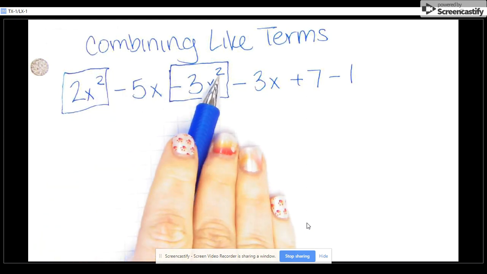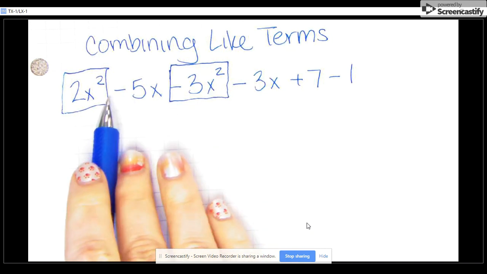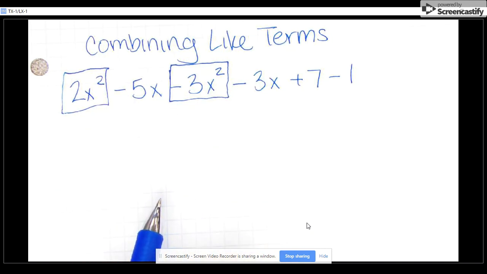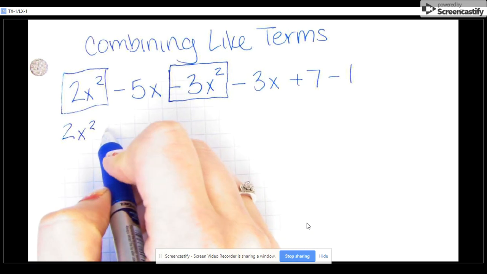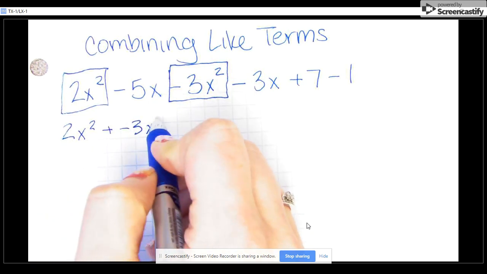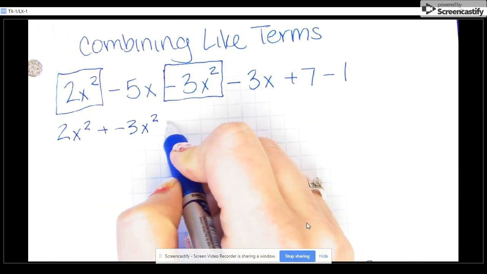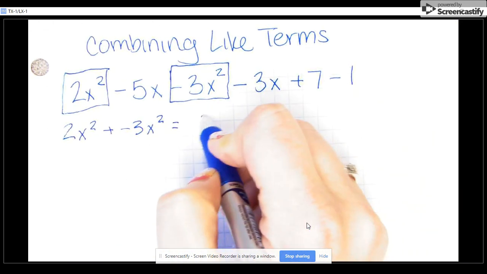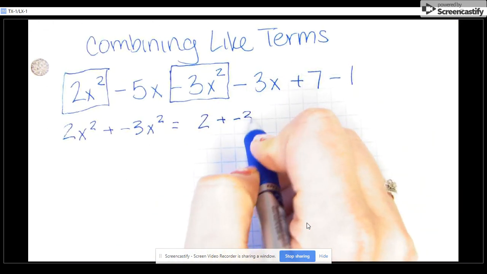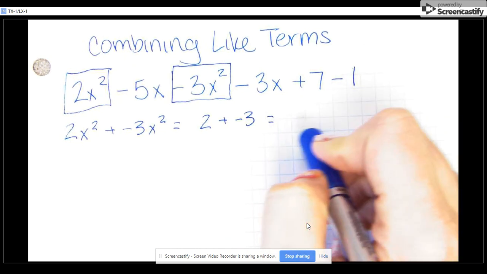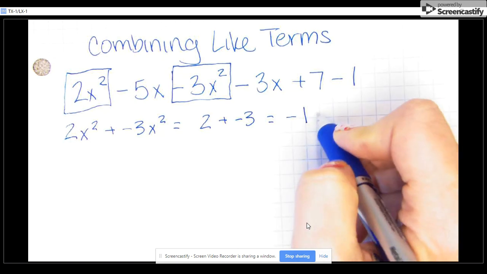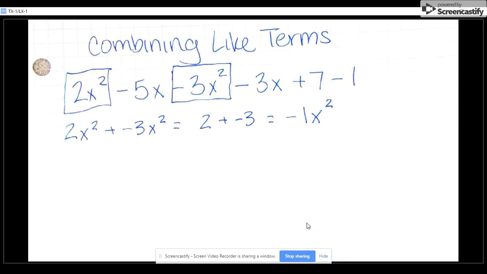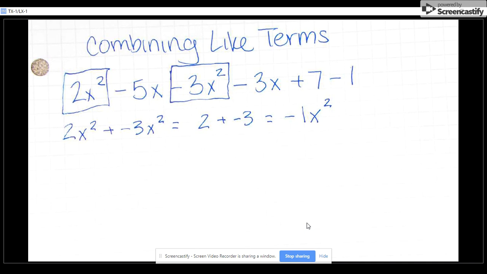So -3x squared and 2x squared. Both of those have x squareds. Since they're alike, I can combine them. And I combine them by adding. I have 2x squared plus -3x squared. To add them together, I'm just going to add 2 plus -3, which I know is -1. The last step I'm going to do is just write that x squared at the end. That x squared is not going anywhere.